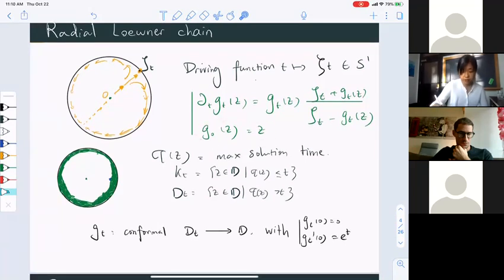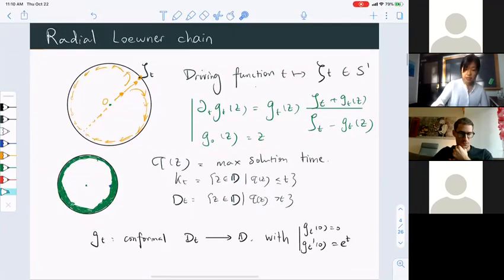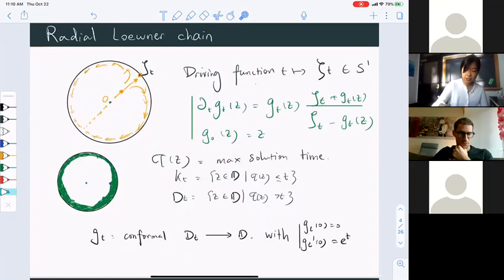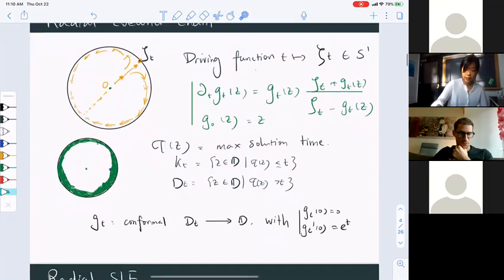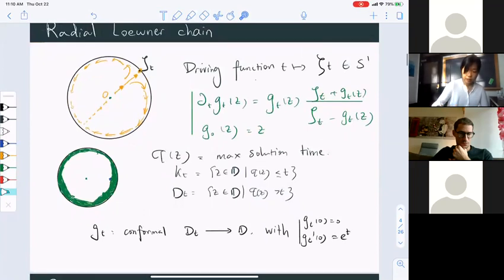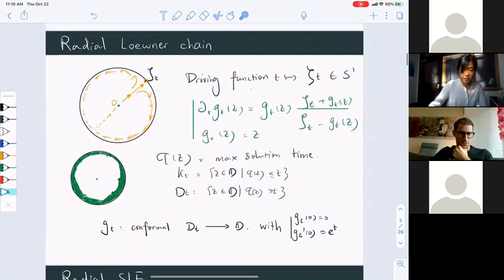And with the same initial condition, g_0(z) equals z. We define in the same way tau_t to be the maximal solution time, K_t to be the set of points swallowed by the driving function before time t, and D_t is the complement of that. In this way, now g_t becomes a conformal map from D_t, where it is still defined, onto the unit disk, with the normalization g_t fixing zero and g_t prime of zero equal to e to the power t. So this is a radial Loewner chain.